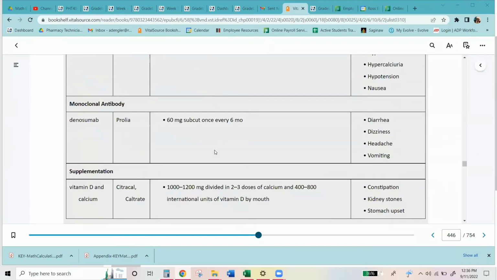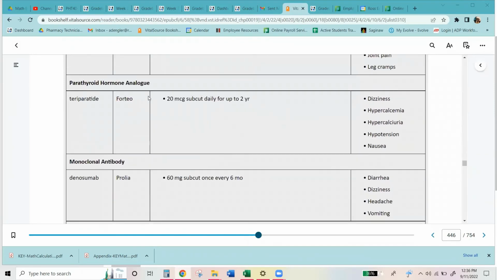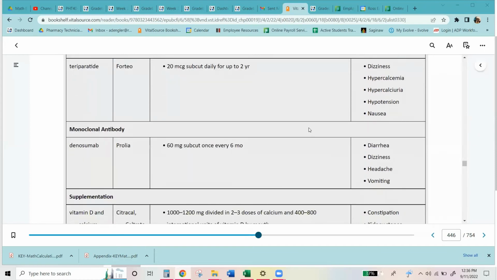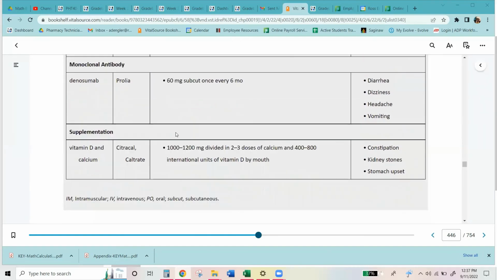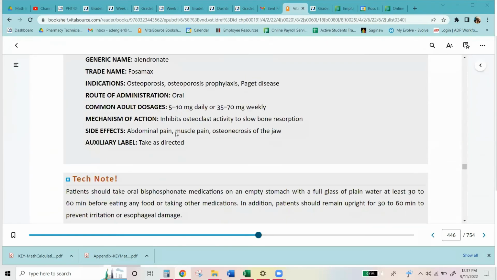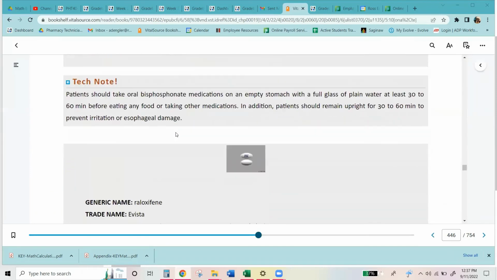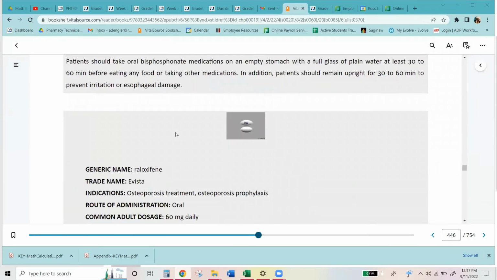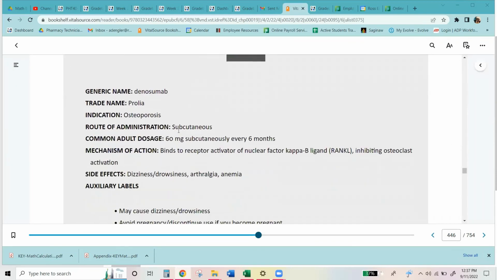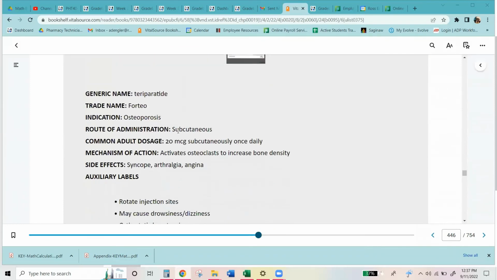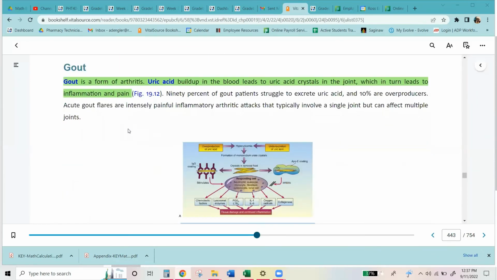A newer one we have out is Forteo. It's 20 micrograms subcutaneously daily for up to 2 years. And then for the absolute newest, Prolia, that's an injection that is given every 6 months. So you don't take a pill every day or every week. You just go into the doctor's office every 6 months and you receive it. And that's just going more over those meds.